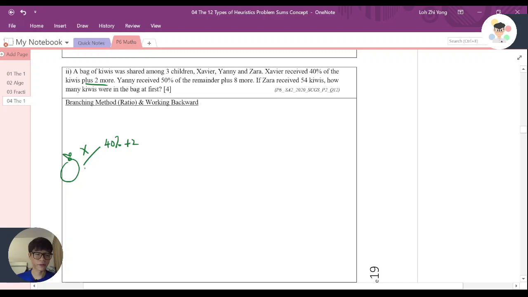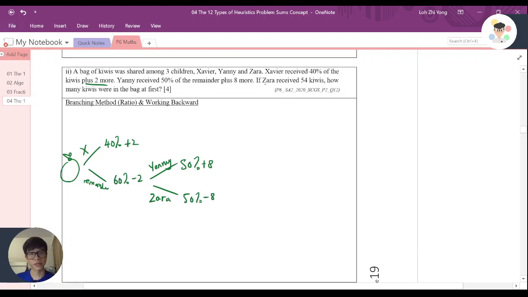And of course, I know that if I give Xavier 40% plus 2, there will be a remainder, right? Or leftover. It will be 60% of it, but I need to minus 2. Now, Yanni received 50% of the remainder plus 8 more. So it will be Yanni receiving 50% of it plus 8 more. And of course, I know the leftover will be by Zara. And that will be 50%, but I need to minus 8.